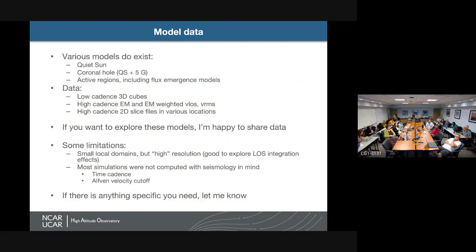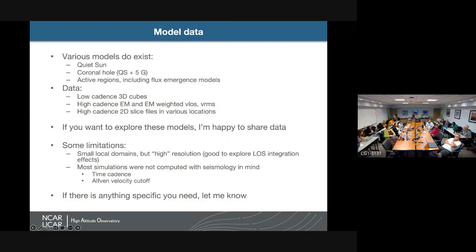So as I mentioned, there are some limitations. Most of these models are more local domain, but they have relatively high resolution for a corona model. So it's very good to explore line of sight integration effects. But most of these simulations were not computed with seismology in mind. That means the time cadence of the 3D cubes is likely not as high as you want them if you really want to do full forward modeling.